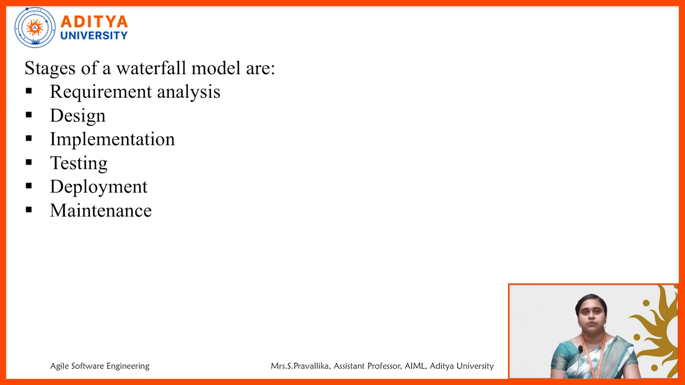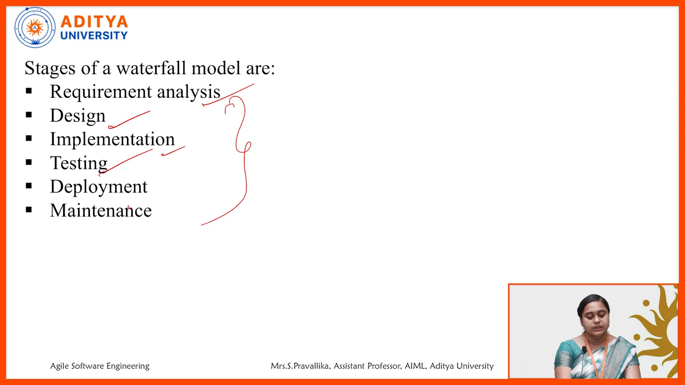Stages of the waterfall model. The phases are: first, requirement analysis; second, design; third, implementation; fourth, testing; then deployment; and then maintenance. Some books or pictures show an extension of these stages, but every waterfall model starts from the analysis phase and goes to the maintenance phase, which can be shown in 6 to 7 stages. These are the stages involved in the waterfall model.